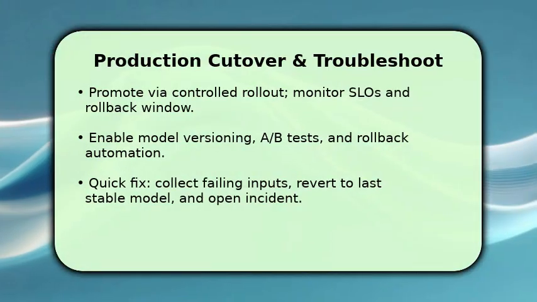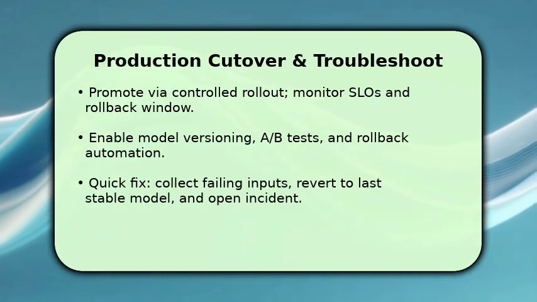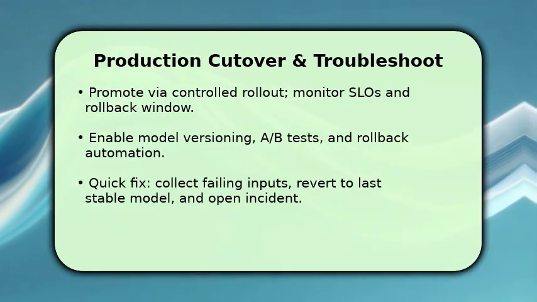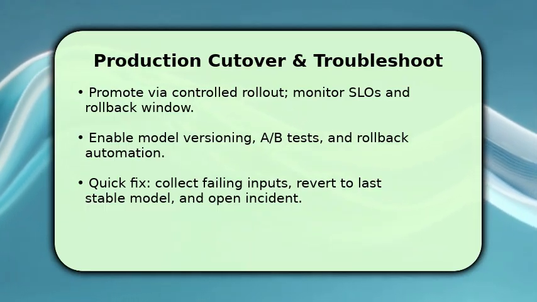You perform a controlled production rollout. Ramp traffic gradually while monitoring key SLOs and error budgets. Make sure model versioning is active so you can route traffic to an older model instantly if anomalies appear.